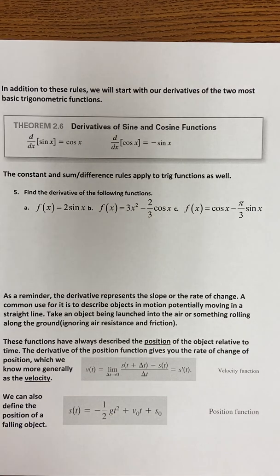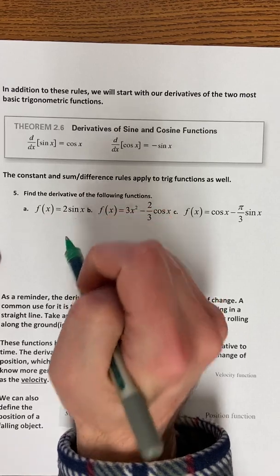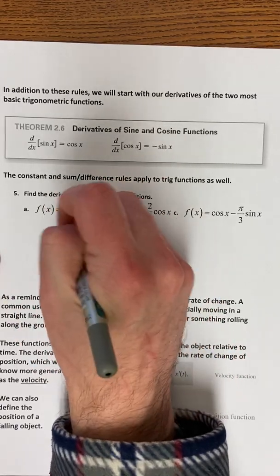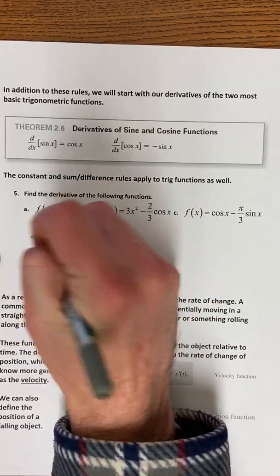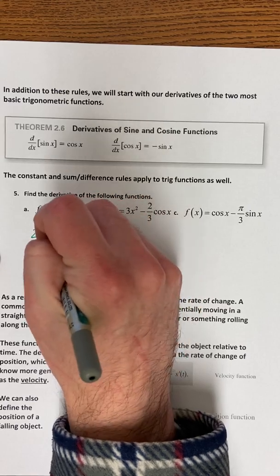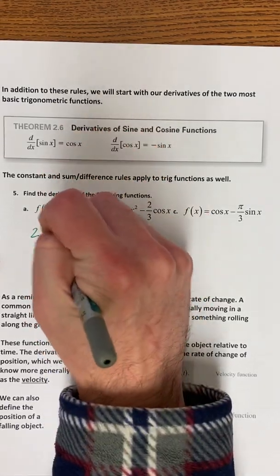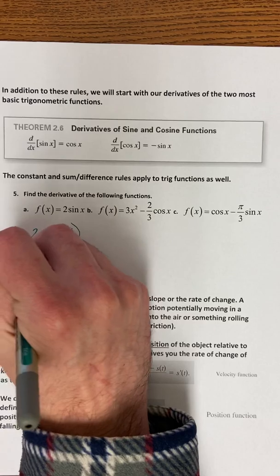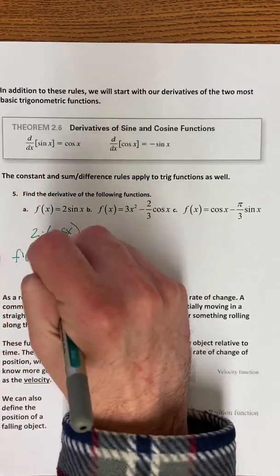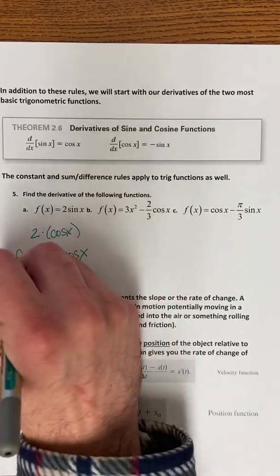Now, the same rules for the constant and sum or difference apply to trig function derivatives as well, or adding and subtracting. So the derivative of f of x equals 2 sine x. Again, the 2 just comes down, and it's times the derivative of sine x, which according to the rule is cosine x. So the total derivative here is 2 cosine x.